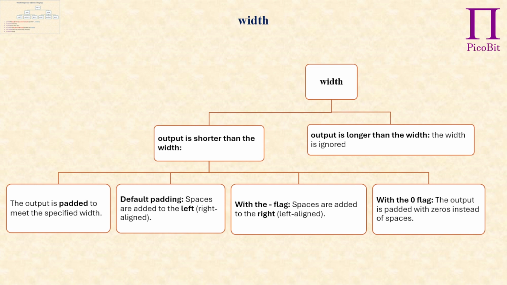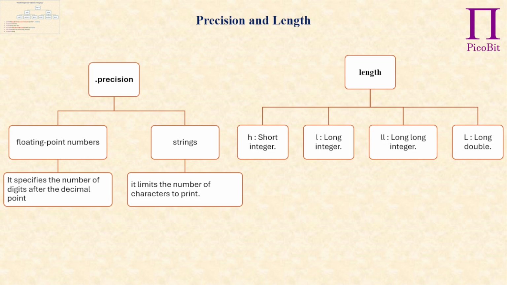Precision is optional. Controls the precision for floating point numbers. It specifies the number of digits after the decimal point. For a string, it limits the number of characters to print. Length is optional, indicates the size of the variable. H, short integer. L, long integer. Double L, long long integer. And capital L, long double.